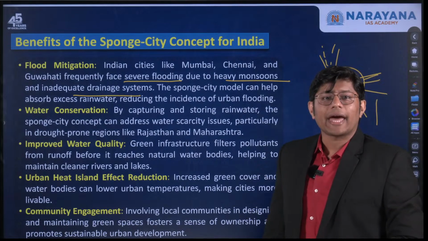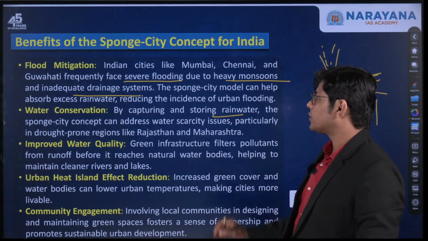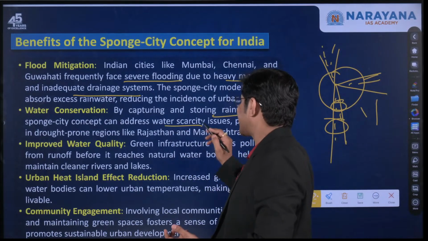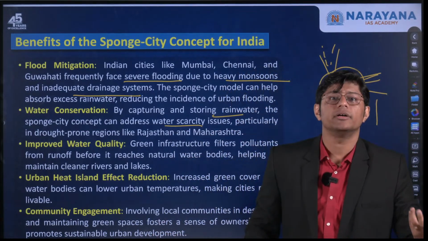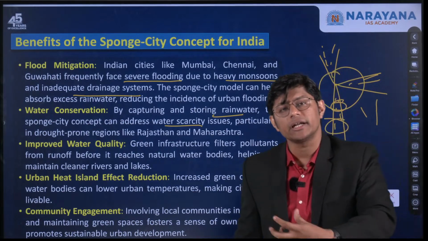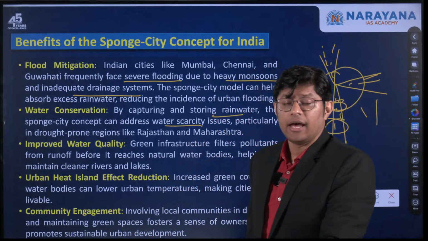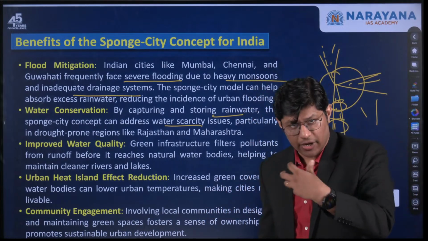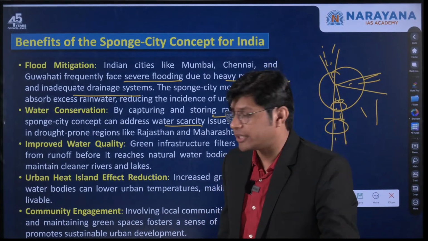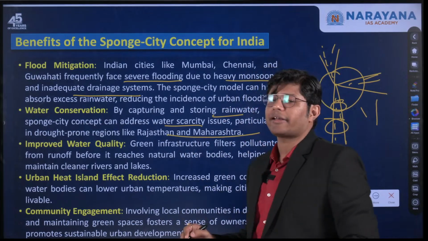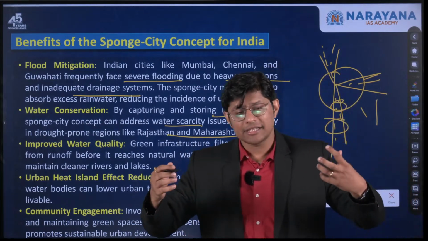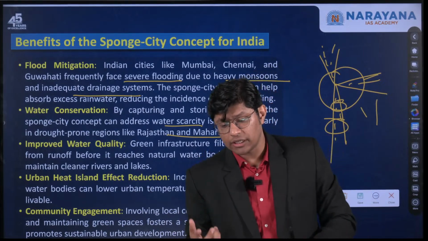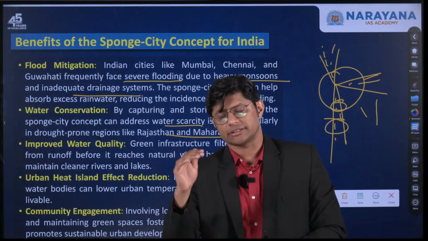And that's the reason by capturing and storing rainwater, the sponge city concept can address water scarcity. That is, we store the water during the monsoon season and use it during the summer season. This sponge city concept will especially benefit our country's drought-prone regions in Maharashtra and Rajasthan. So again, we can build underground reservoirs like China has built, and utilize this water in the summer season, right?